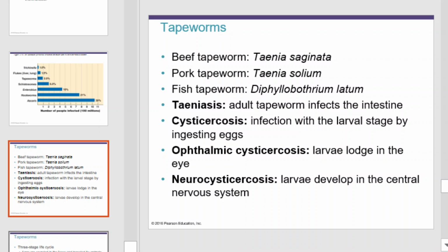Teniasis is the term we use to refer to an adult tapeworm that infects the intestine. Cysticercosis is infection with the larval stage by ingesting eggs. Ophthalmic cysticercosis is where the larva will lodge in the eye. Neurocysticercosis is where the larva will develop in the central nervous system.